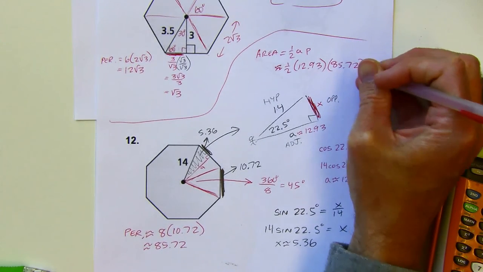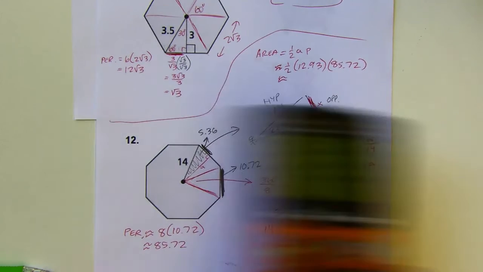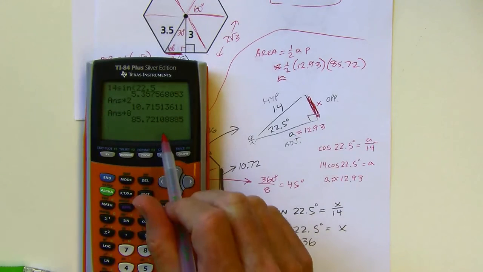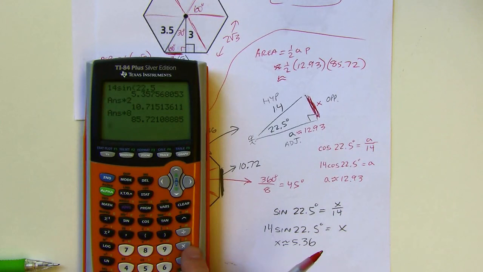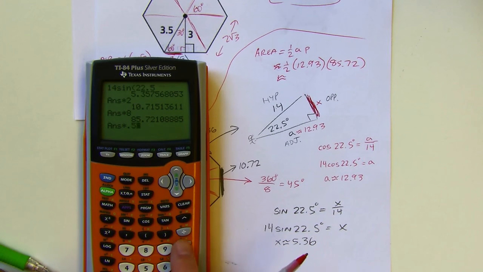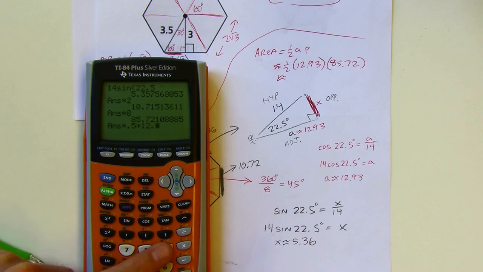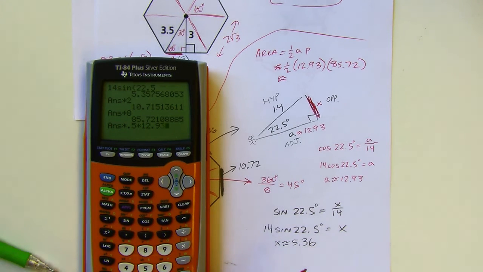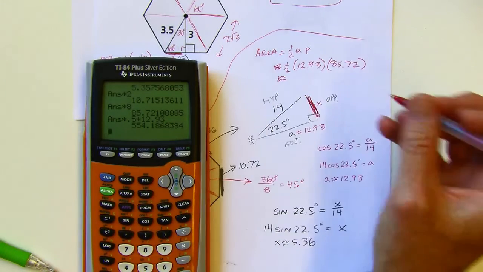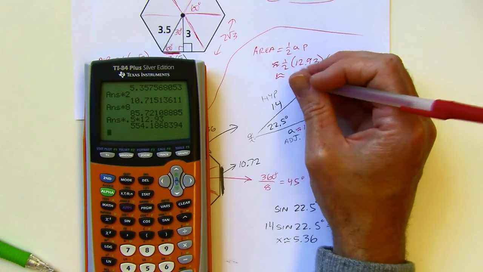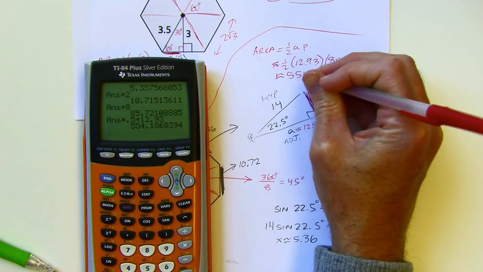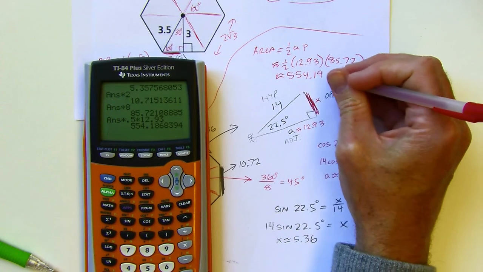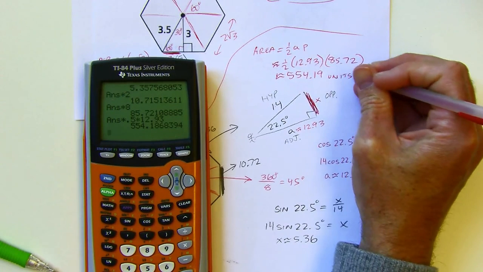And now I just multiply all of this together. I'll just use that whole decimal there. I'll multiply that by 0.5 and then by 12.93. And that 12.93 is rounded again, so this is approximate, but it's going to be about 554.19. And I don't know what the units are, but I know they are square units.